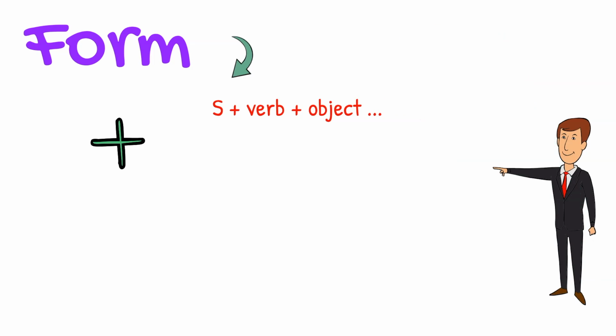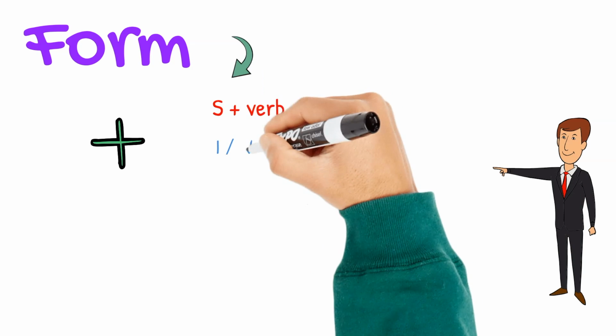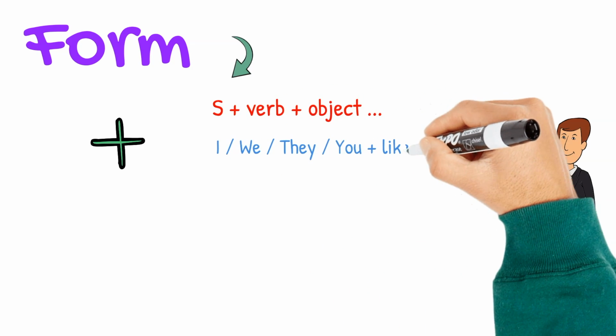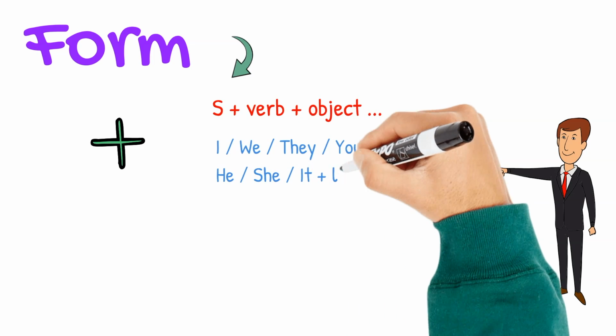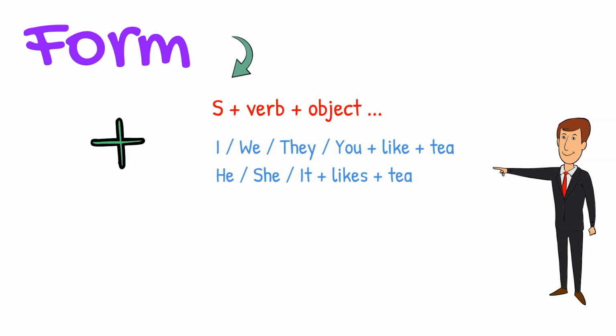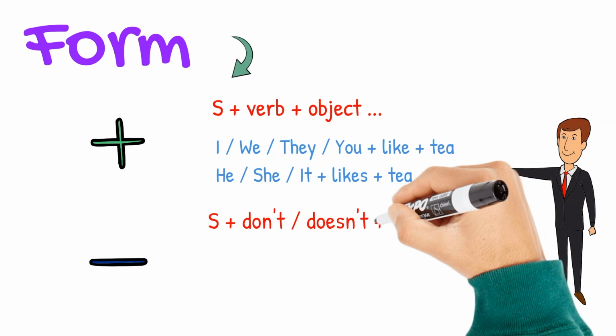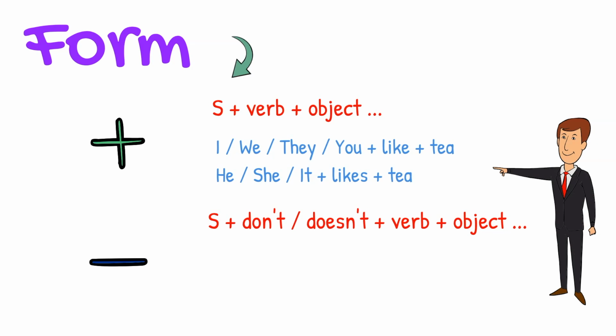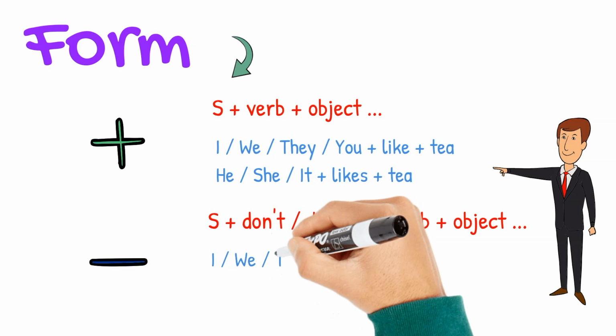Let's start with positive sentences. We start with a subject or pronoun plus a verb followed by an object. For example, I like tea. If our subject or pronoun is the singular third person, such as he, she, or it, we add an S to the verb. For example, she likes tea.